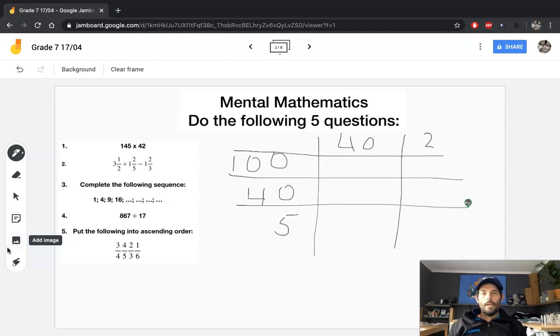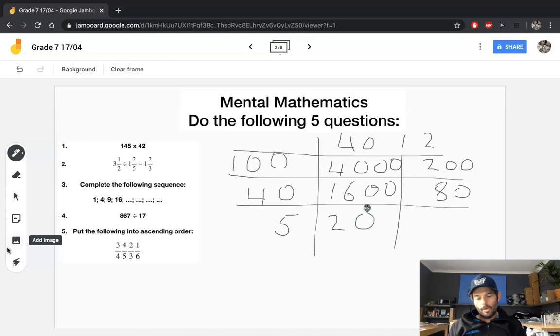Okay. And now I'm just going to multiply these numbers. So first 100 multiplied by 40 is 4,000. And 100 multiplied by 2 is 200. And 40 multiplied by 40 is 1,600. And 40 multiplied by 2 is 80. 5 multiplied by 40 is 200. And 5 multiplied by 2 is 10. Okay, now I just add them up. So I should have 6,090.